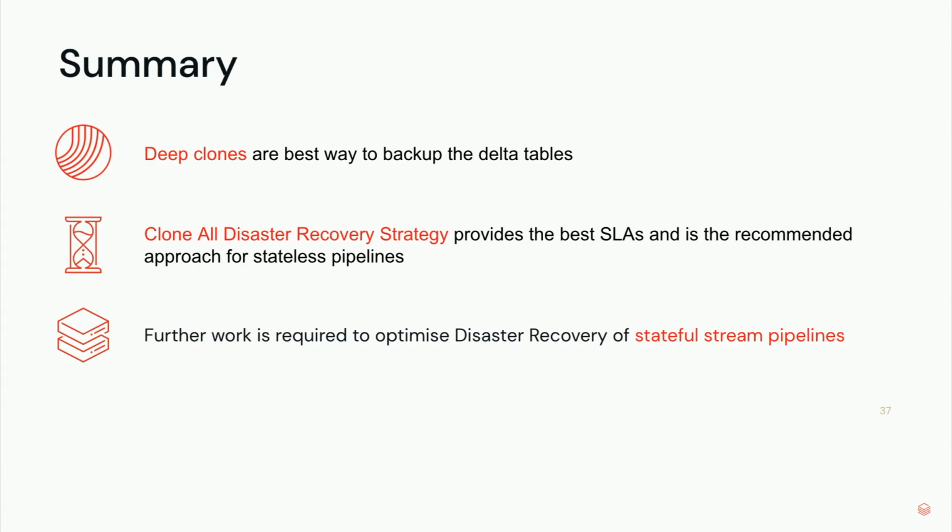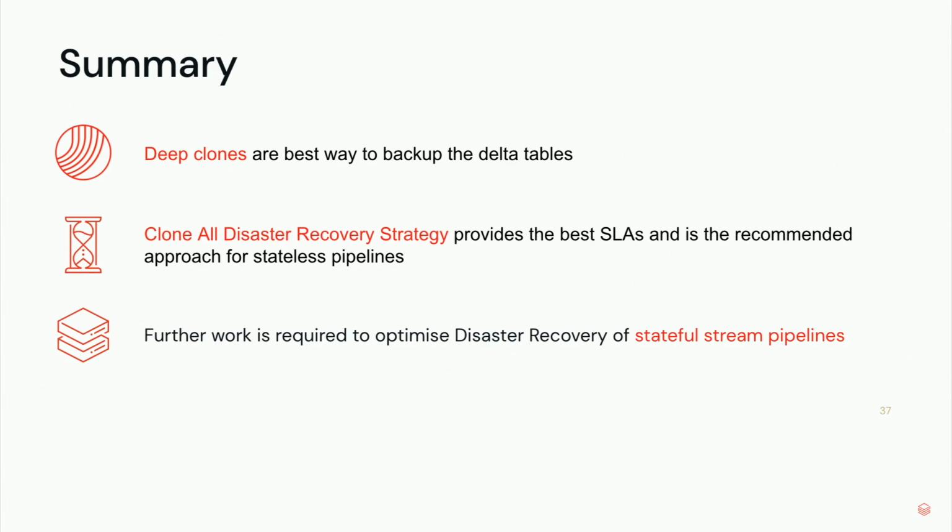Deep clones are the best for backup of Delta tables, and if you are having any disaster recovery strategy, you should be using deep clones. The second is, if you have stateless pipelines, the clone all disaster recovery strategy provides the best SLAs at an optimum cost, and this is highly recommended by us for all stateless pipelines. The third is the clone bronze strategy.